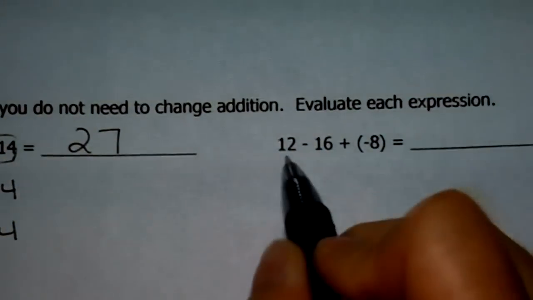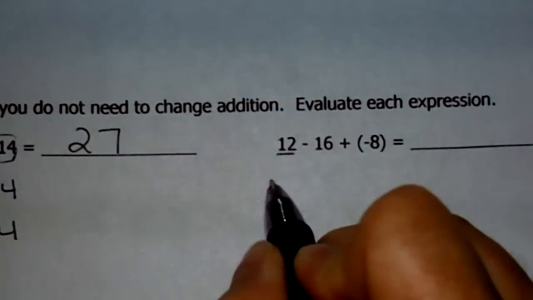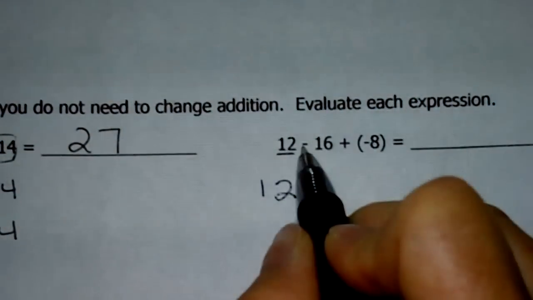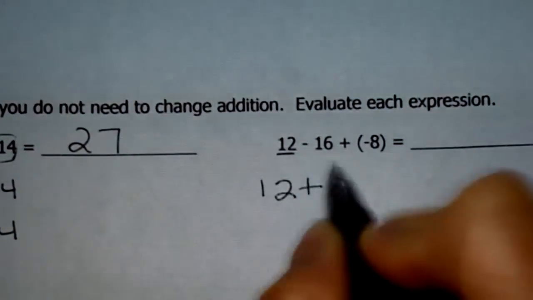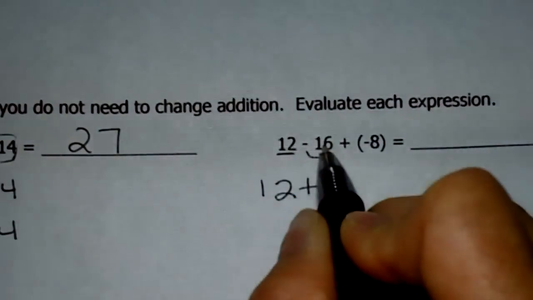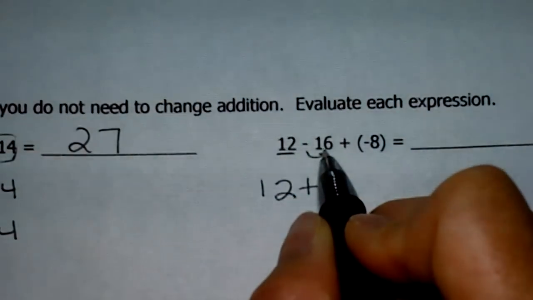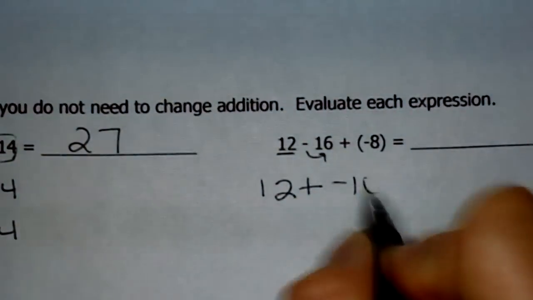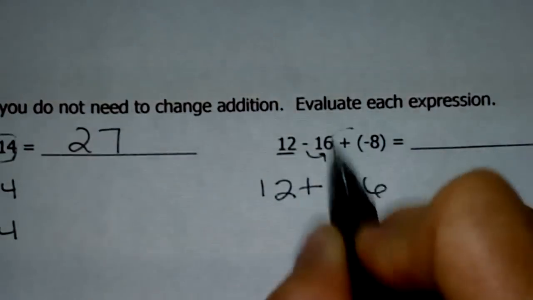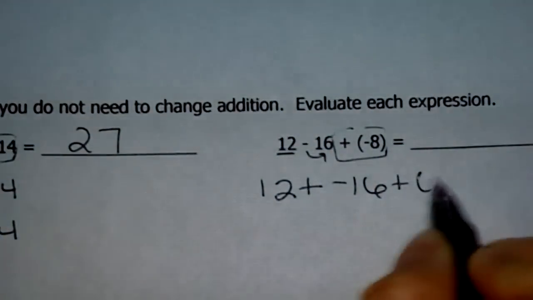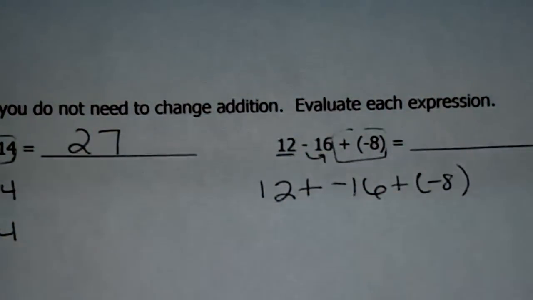Yay! All right, I have 12 to start. You can't change what you start with. This is subtraction. I'm going to rewrite it as addition. I only change the sign of the number that follows the subtraction sign we just changed. That was a positive 16. Make it a negative 16. And this plus negative 8, don't change that. It's already addition. You're only changing subtraction.